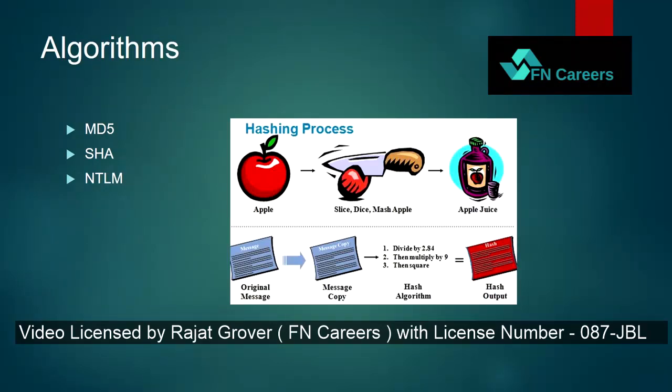SHA-0, published in 1993, has been compromised many years ago, unfortunately. SHA-1 was produced in 1995, and it produces a 160-bit or 20-byte hash value. This is typically rendered as a 40-digit-long hexadecimal number. This one, of course, was compromised in 2005, so you can see a pattern here.